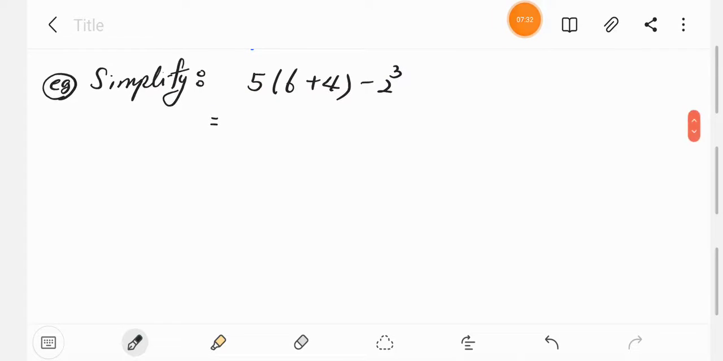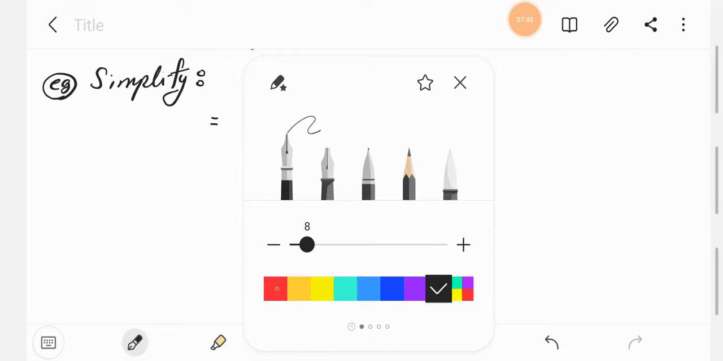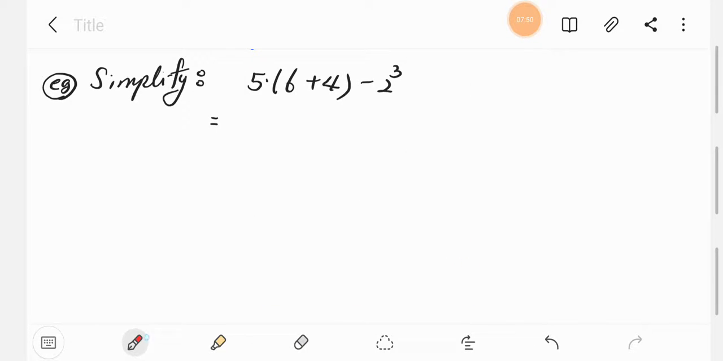Alright, then let's simplify this expression. This expression contains parentheses, multiplication, subtraction, and exponential form. First of all, since there are parentheses, we need to simplify the parentheses first, right?